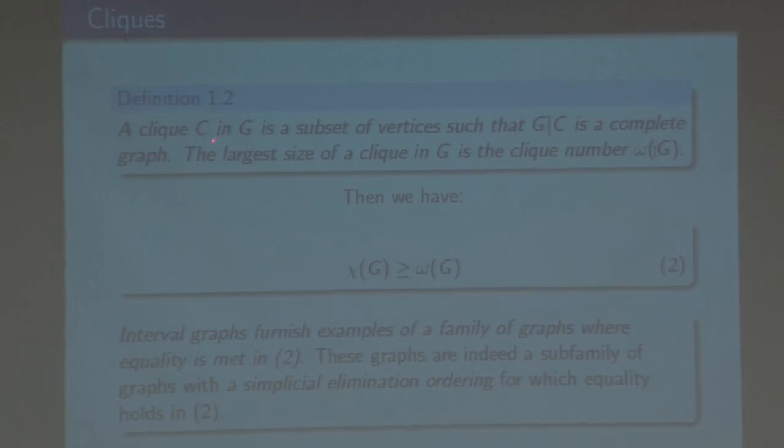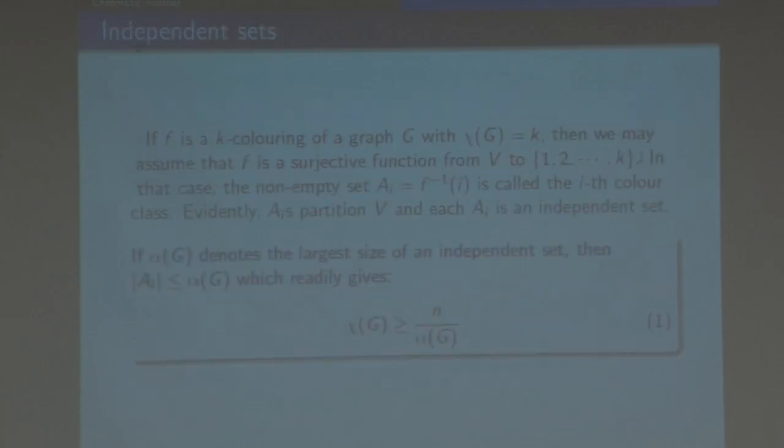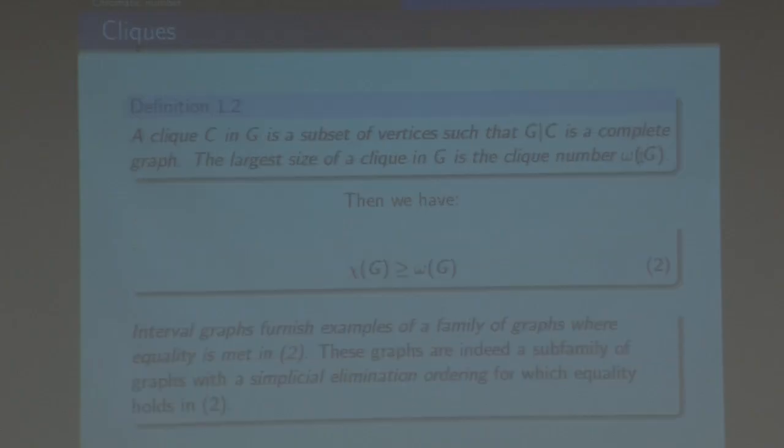The other parameter is the clique in a graph. This is the largest complete subgraph, and the largest size of a clique is the clique number. If you have a clique, it means every two vertices in the clique are adjacent to each other. Therefore, the chromatic number has to be at least as large as the clique number. So there are two very crude bounds that one has here, the one given in 1 and the one given in 2. Unfortunately, it is only very elementary kinds of graphs for which equality holds in 1 or 2, and per se they are not very interesting.